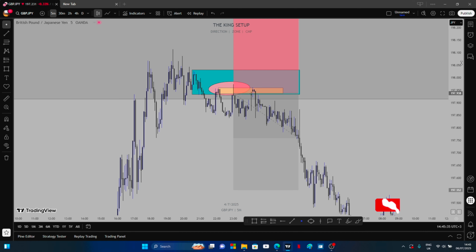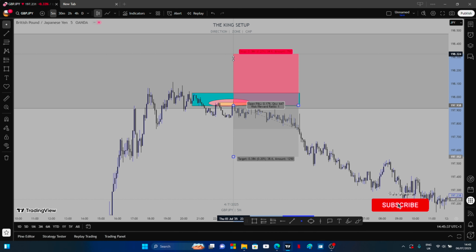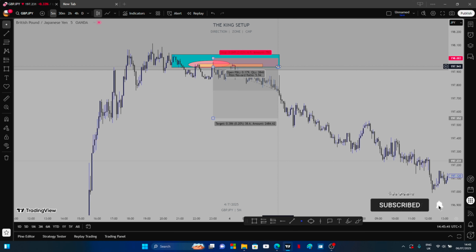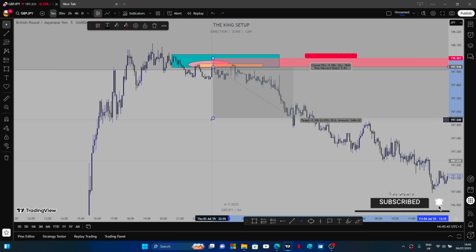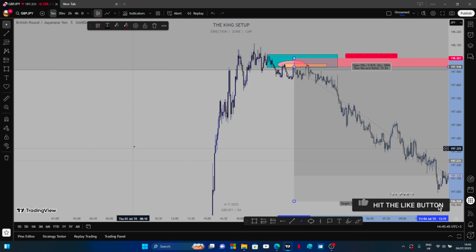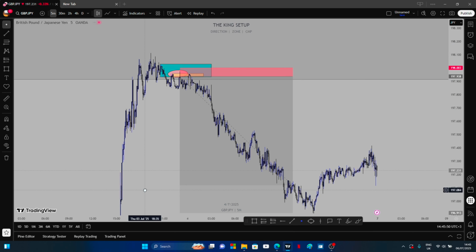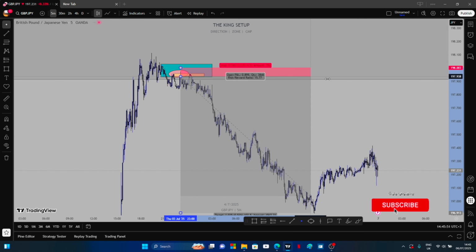Inside this M5 zone, we will be selling at this point here. Our sells will come from this zone here, and the stop loss should be above that M5 engulfing. As you can see, that is how this trade was taken, 100 pips. It was just as easy as that.